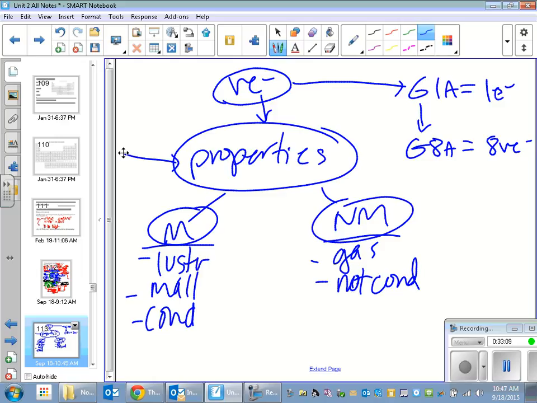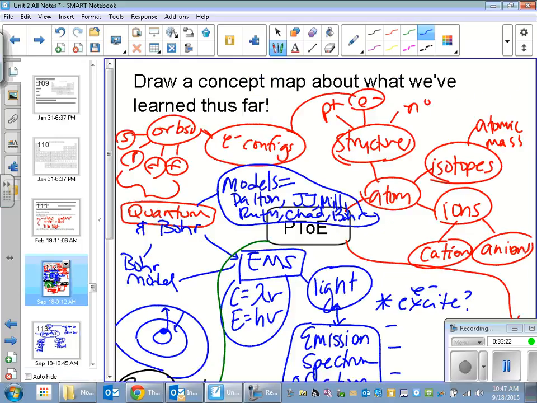I'm going to go back to electron configurations and add some names here. Oh, you have some space? Me too. Here we go. Electron configurations. Give me the names that relate. I heard Aufbau, Pauli exclusion principle, and Hund's rule, okay?